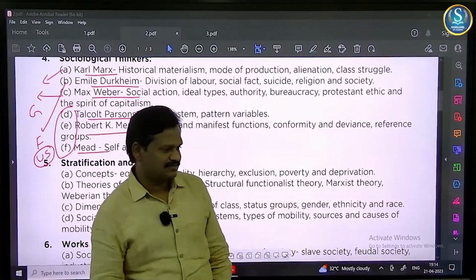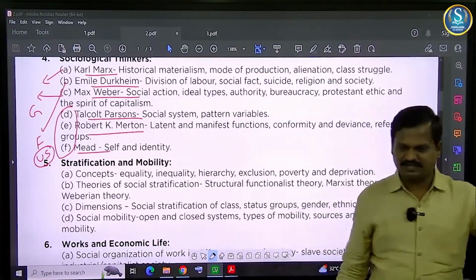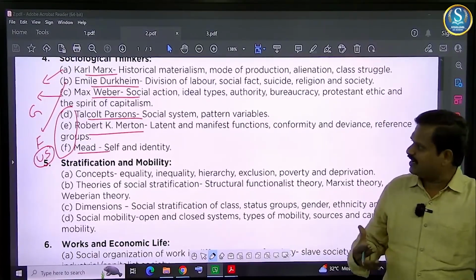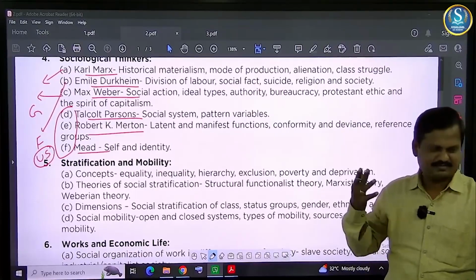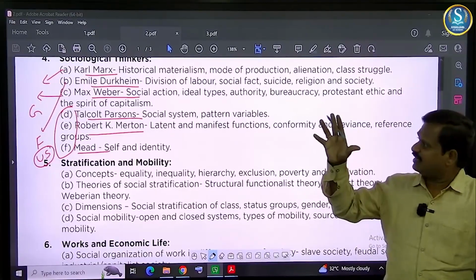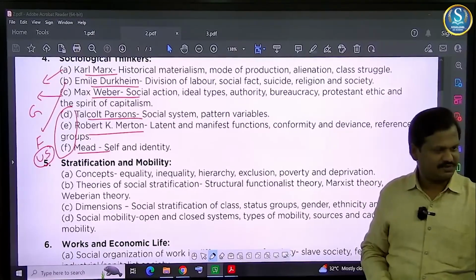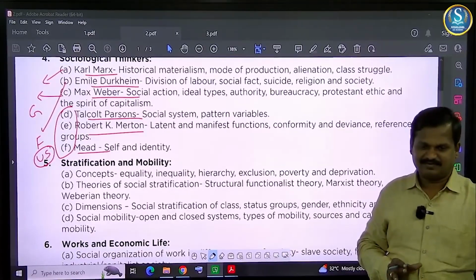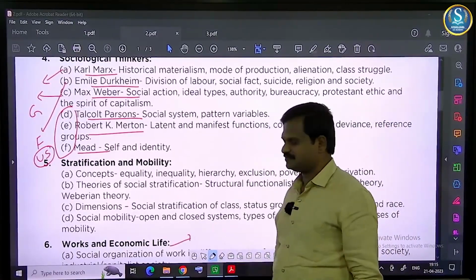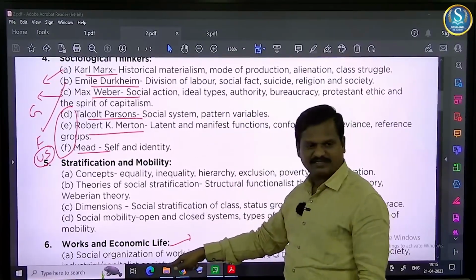That is, sociology is mostly in the West. It came from the West to the East. Karl Marx, Emile Durkheim, Max Weber, Talcott Parsons, R.K. Merton, G.H. Mead. Six thinkers we will study. In fact, for the first ones like Karl Marx, Durkheim and all, we'll take almost 6-7 classes for one single thinker. And whatever Karl Marx said is what is studied in this sixth unit. So when you read Karl Marx in the fourth chapter, you are reading the sixth chapter as well.